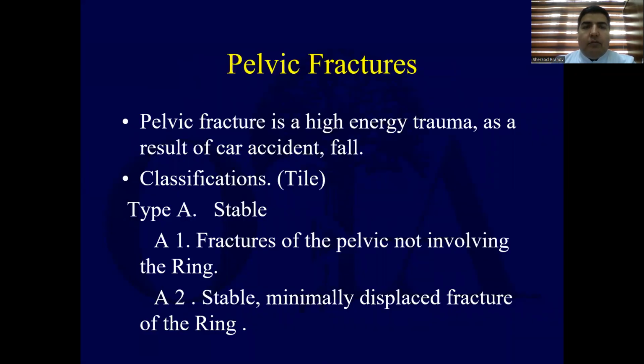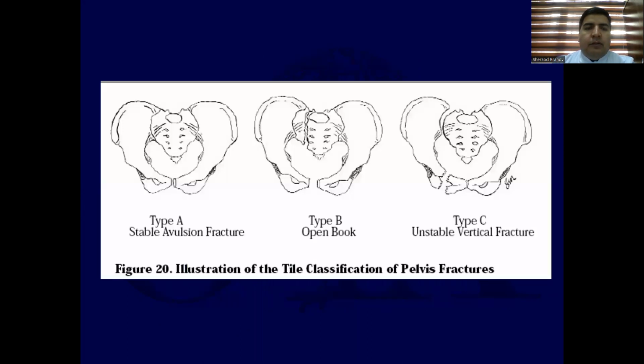Pelvic fractures. Pelvic fractures are a high energy trauma as a result of car accident or fall. Classification. Type A, stable fractures of the pelvis not involving the ring. Second, stable, minimally displaced fracture of the ring. Type A, stable avulsion fracture. Type B, open book. Type C, unstable vertical fracture.